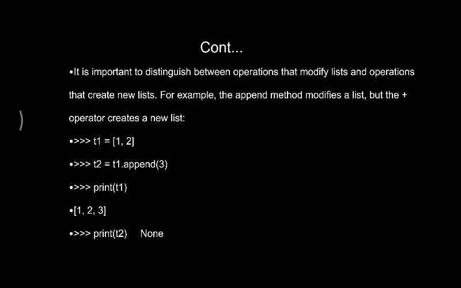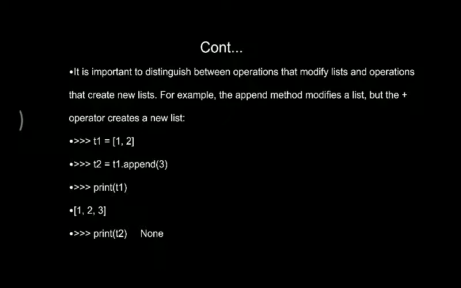It is important to distinguish between operations that modify lists and operations that create new lists. For example, the append method modifies the list, but the plus operator creates a new list. T1 equal to [1, 2], T2 equal to T1.append(3). Now 3 will be appended to the list T1, and the result is assigned to T2.